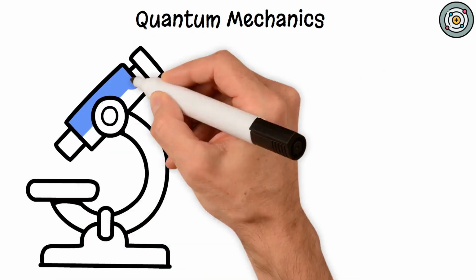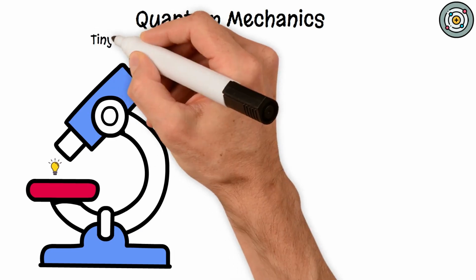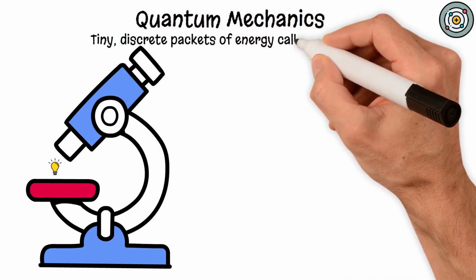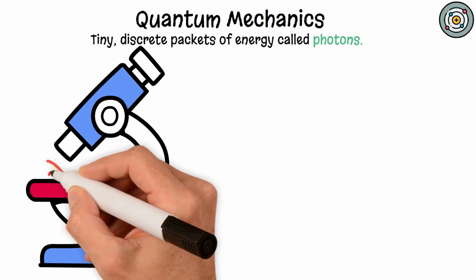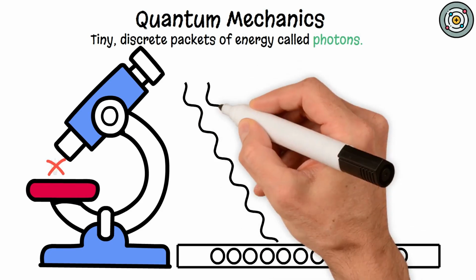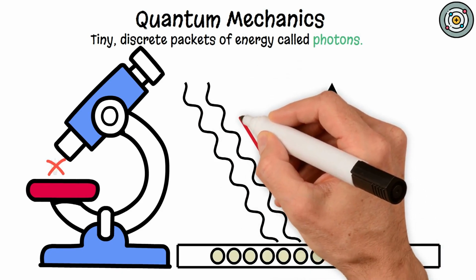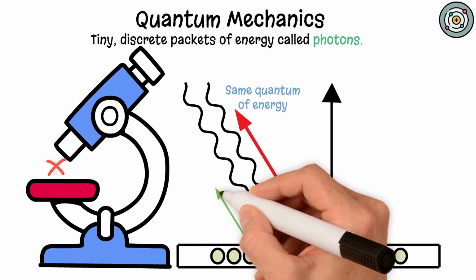However, at the microscopic level, Planck discovered that the light is actually made up of tiny, discrete packets of energy called photons. So, when you're dimming the light, you're not smoothly decreasing the energy, you're actually decreasing the number of photons emitted per second. Each photon still carries the same quantum of energy, but fewer of them are being produced and released.